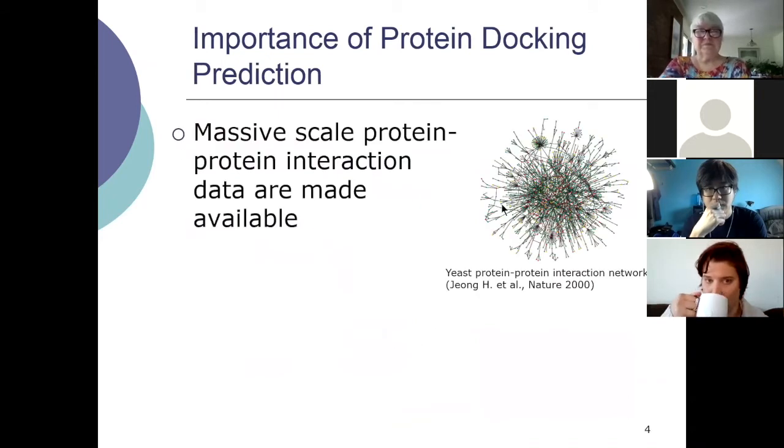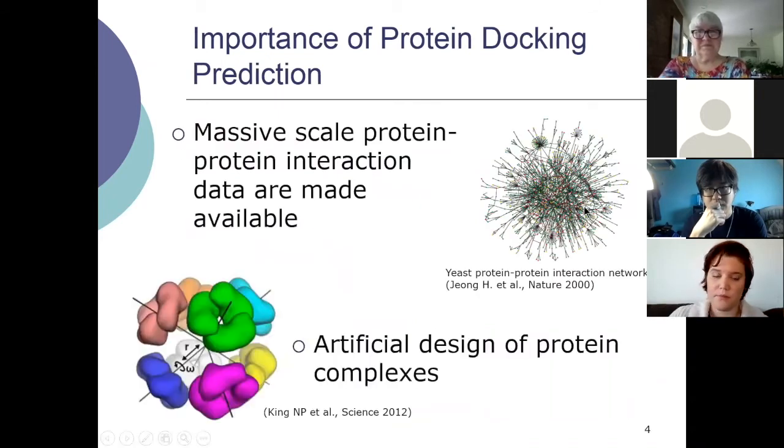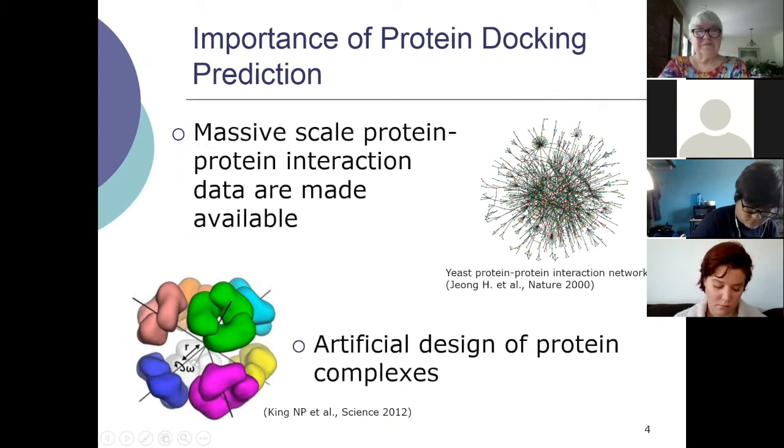So there is a protein-protein interaction network available. And recently there are many emerging works on protein-protein assembly, the artificial design of protein complexes. For that, computational modeling is really critical, because we want to see how the complex would change when we change some part of the sequences.